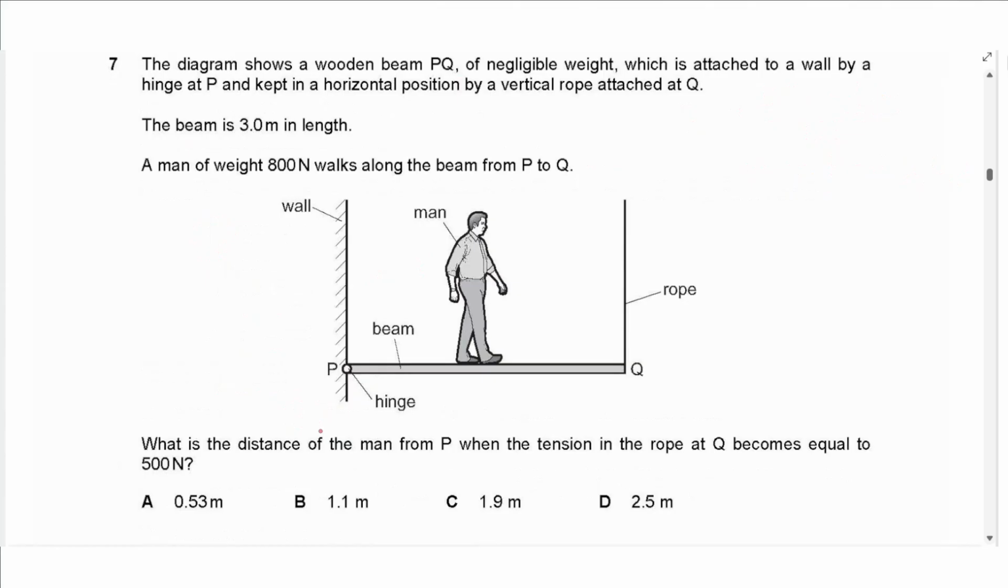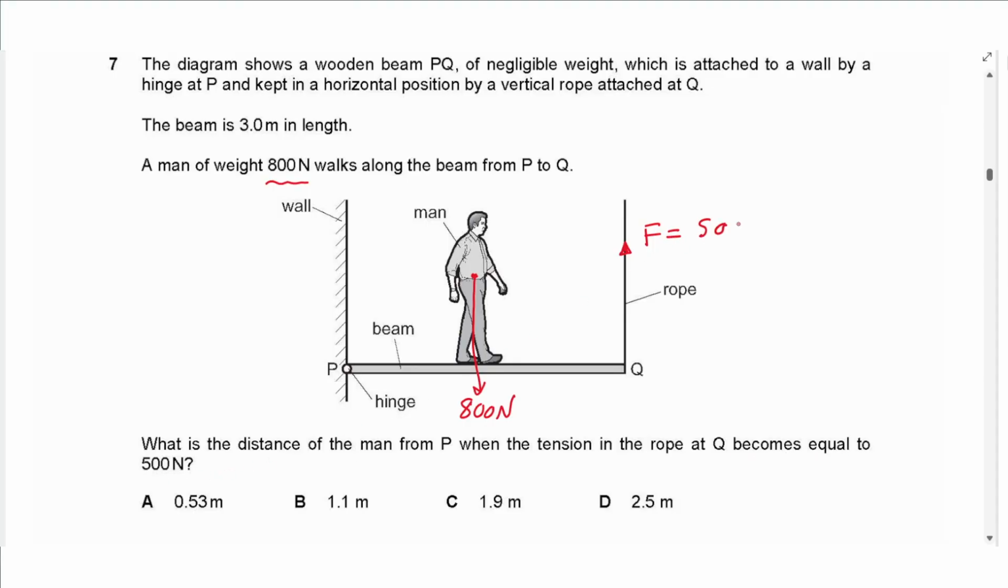Question 7 says the diagram shows a wooden beam PQ of negligible weight, which is attached to a wall by a hinge at P and kept in horizontal position by a vertical rope attached at Q. So we have a vertical force here. We can call it F. The beam is 3 meters in length. A man of weight 800 newtons walks along the beam from P to Q. So we have the weight of the man acting here, 800 newtons. What is the distance of the man from P when the tension in the rope at Q becomes equal to 500 newtons?